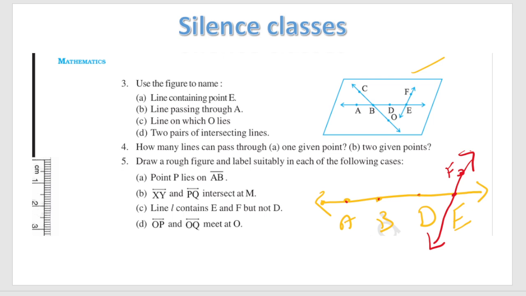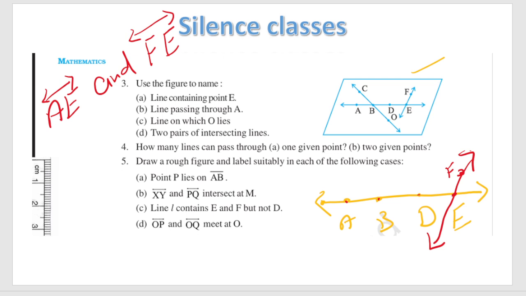So we can write A and E. Let's take A and E, which is a line containing E. And second, F and E, we can take this one. Both are lines containing E in the diagram, okay? I hope you guys understood.